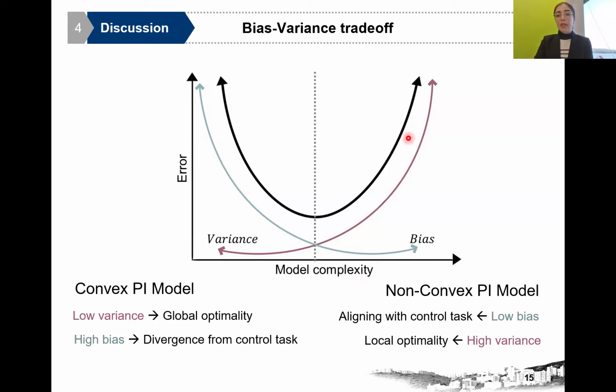It leads to higher variance and lower bias. The low bias is because this model aligns with the control task. We are predicting multiple time steps ahead, like the control task, but it leads to higher variance. The higher variance because the solutions are local optimal, and this method does not guarantee to reach the global optimal solutions.